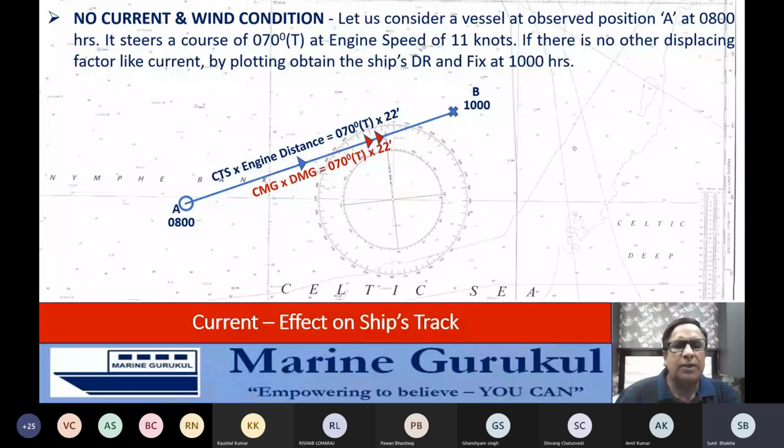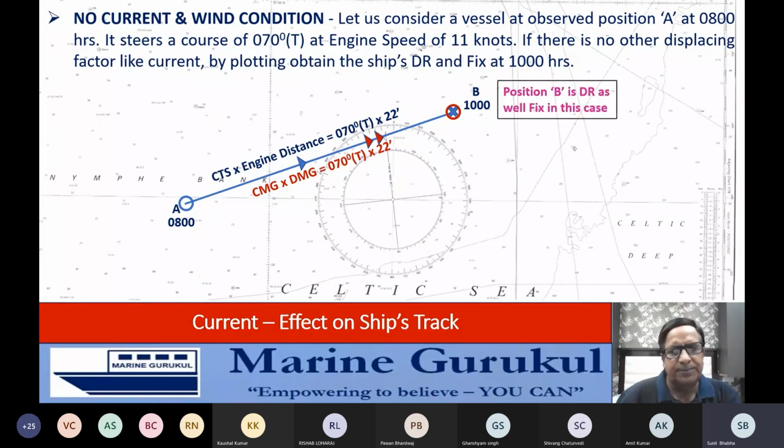So in this particular case, CMG is the same as CTS, DMG, distance made good, is the same as engine distance, and this position B happens to be also the fix of the vessel at 1000 hours. So position B is both DR as well as fix. Then we have track through water, which is represented by CTS and engine distance. And we have track over the ground represented by CMG and DMG, though both have been the same in this particular case.